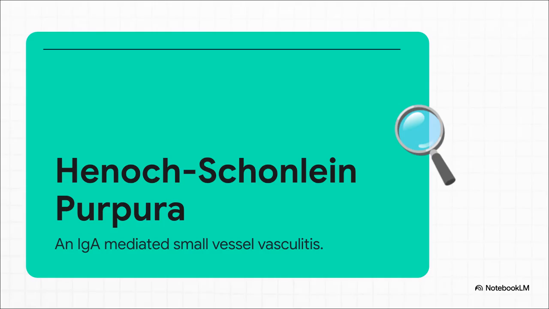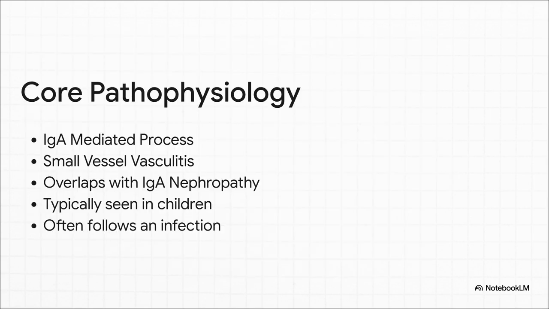Okay, here's the definition you absolutely need to have locked in your memory. Henoch-Schönlein purpura is an IgA-mediated small vessel vasculitis. Basically, it's an inflammation of the small blood vessels. Every single part of that definition is clinically significant and, believe me, vital for exam purposes. So let's break that down a bit.